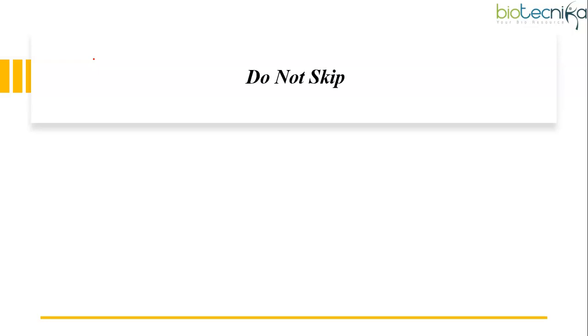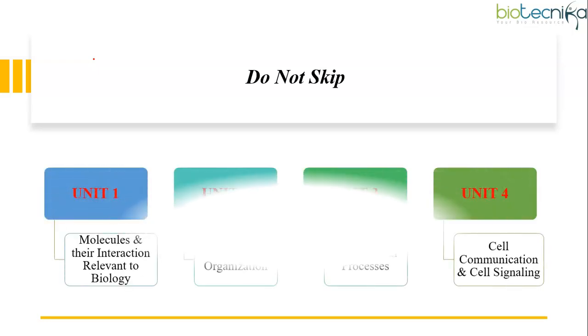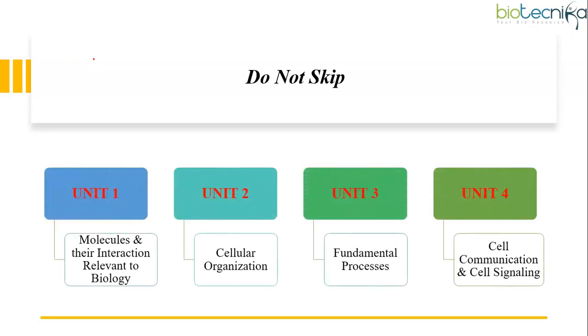Starting with the units which are a must for you to study. These units are Unit 1, that is molecules and interactions relevant to biology. Unit 2, cellular organization. Unit 3, fundamental processes. And Unit 4, cell communication and cell signaling. Unit 1 of the CSIR NET Life Science syllabus deals with biochemistry as a whole.